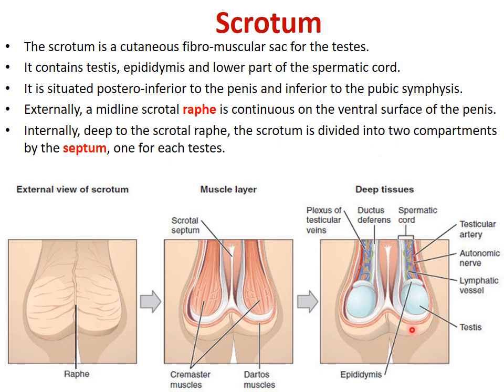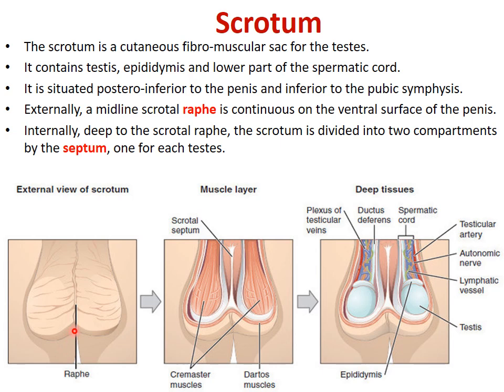They are all kept in this pouch of skin called the scrotum. It is situated posterior inferior to the penis. The penis is lifted upward, so the penis is anterior and the scrotum is posterior inferior. It is inferior and posterior to the penis and inferior to the pubic symphysis. The pubic symphysis, yes, this bone can be palpated. Below this the scrotum is located. Externally, the midline scrotal raphe is continuous on the ventral surface of the penis.